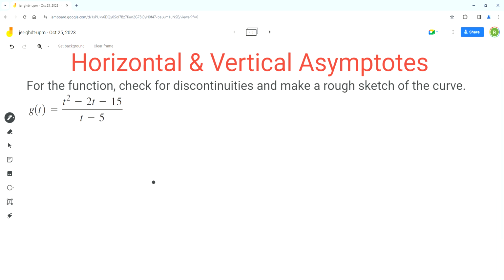So in this video, we'll solve this problem using the concepts of derivatives. As per the problem, for the function, check for discontinuities and make a rough sketch of the curve. The given function is g of t equals t squared minus 2t minus 15 over t minus 5.